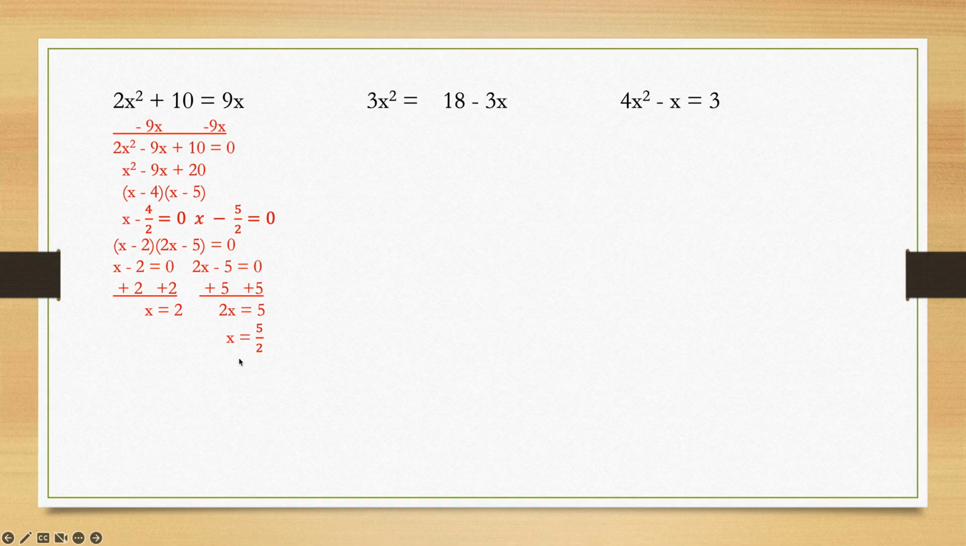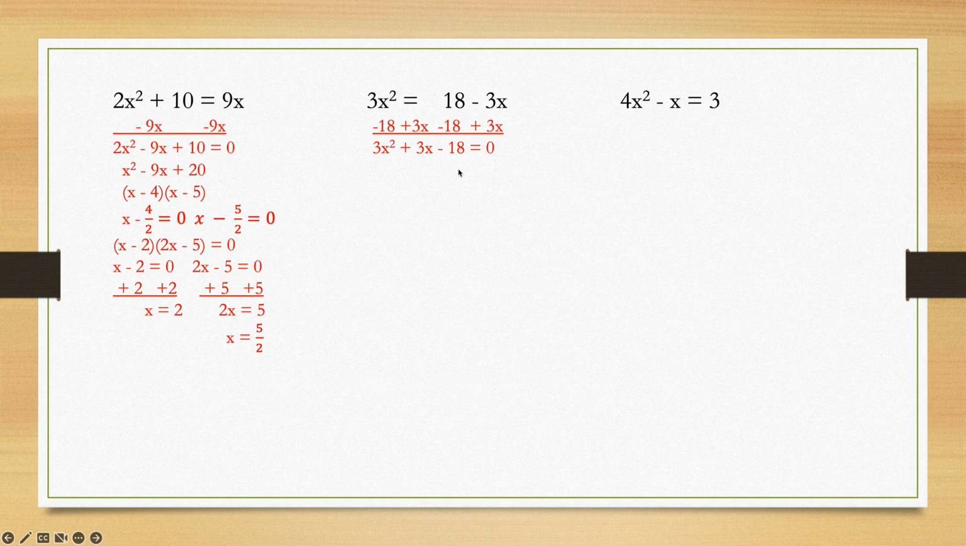Okay, try the second one. Okay, so on the second one, get it all on one side, put it in standard polynomial order, right? Subtract the 18, add the 3x. That gives me 3x squared plus 3x minus 18 equals 0.